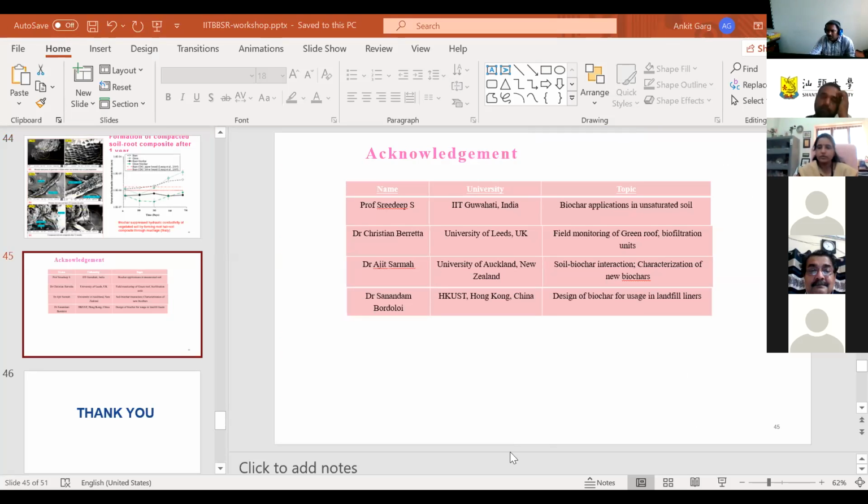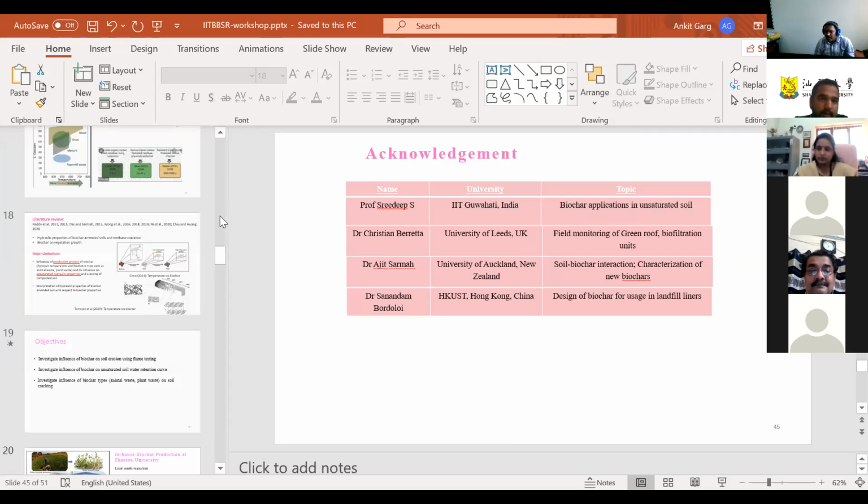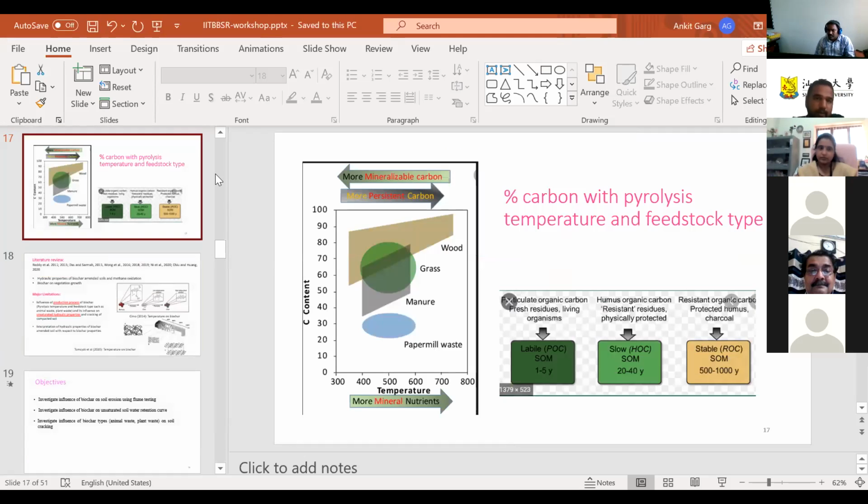There was one question already in the chat box. What is the range of temperature for the pyrolysis to take place? Is it controlled pyrolysis? Okay, so pyrolysis is the process by which we produce biochar from biomass. When I talk about temperature, we can control it.